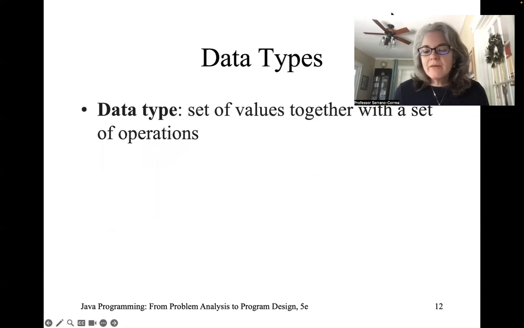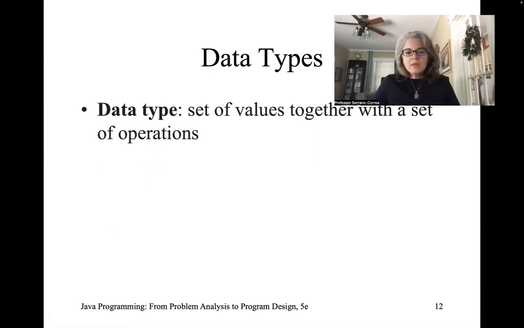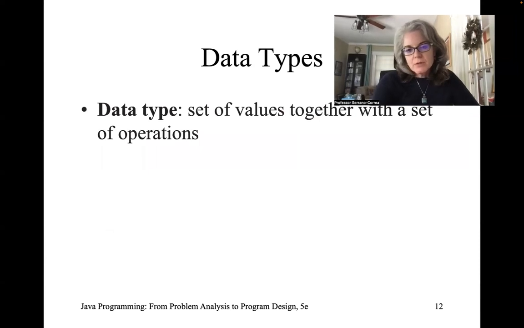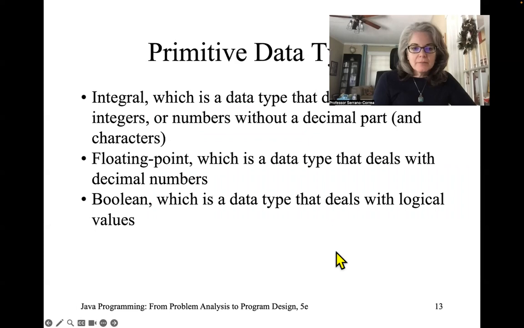So when we have variables or constants, we have to decide what data type this variable is going to be defined as. That's going to depend on what the variable is going to hold. So a data type is a set of values together with a set of operations. Let's take a look at the different types of data types.